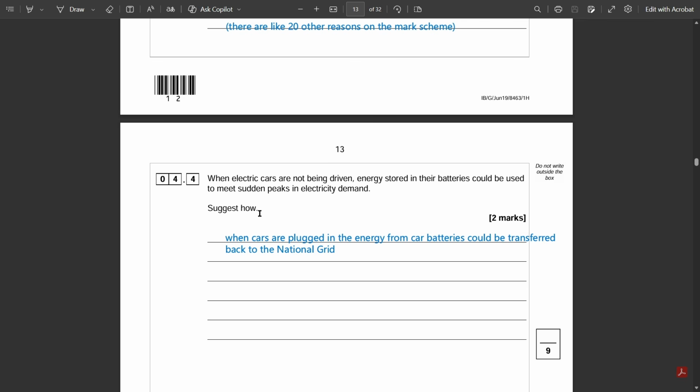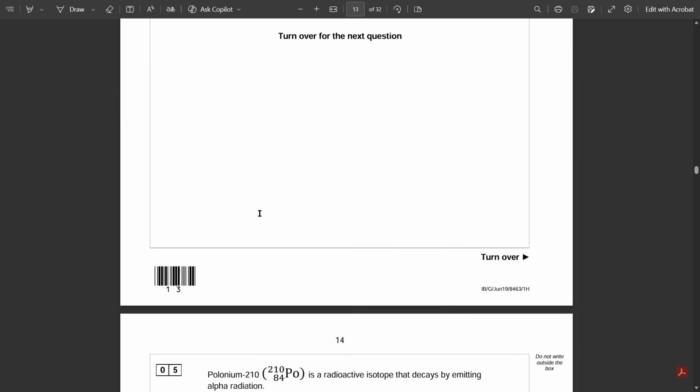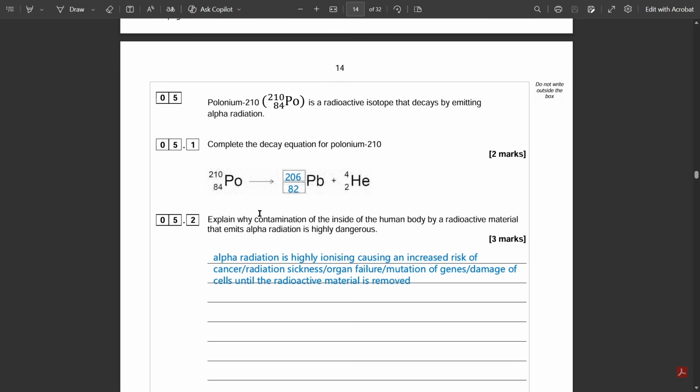So you could use the electric cars as temporary batteries, and then if there's a sudden spike of electricity, you use the electricity from the cars that are plugged in on people's driveways and stuff to help meet the demand. And then for question 5, Polonium-210, which we're just given a symbol for, is a radioactive isotope that decays by emitting alpha radiation, and we're asked to complete the decay equation for polonium-210, and we just need to balance it out.